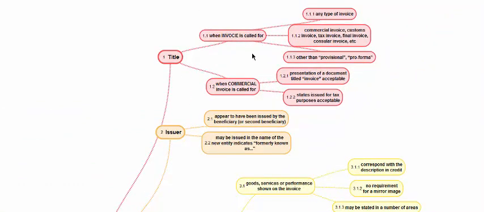When an invoice is called for by the documentary credit, any type of invoice can be submitted. It can be named as commercial invoice, customs invoice, tax invoice, final invoice, consular invoice. Any name of the document presented is acceptable.